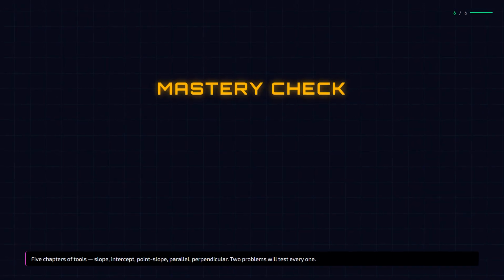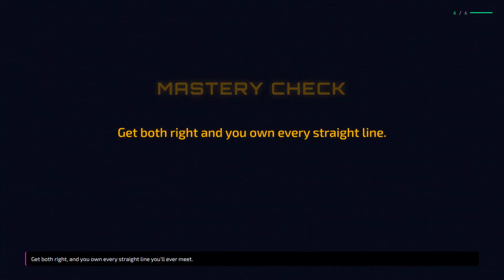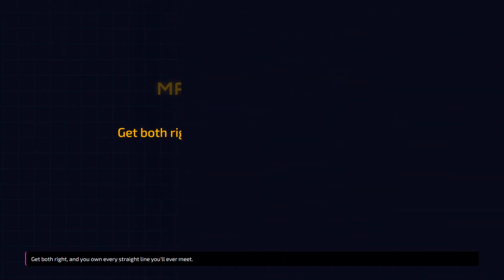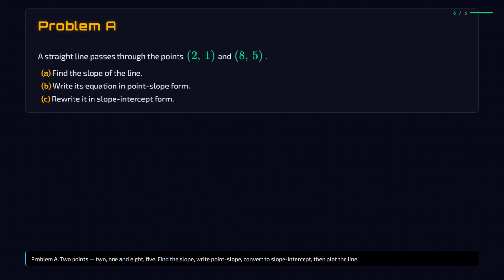5 chapters of tools: slope, intercept, point slope, parallel, perpendicular. 2 problems will test every one. Get both right, and you own every straight line you'll ever meet. Problem A. 2 points. 2, 1, and 8, 5. Find the slope, write point slope, convert to slope-intercept, then plot the line.